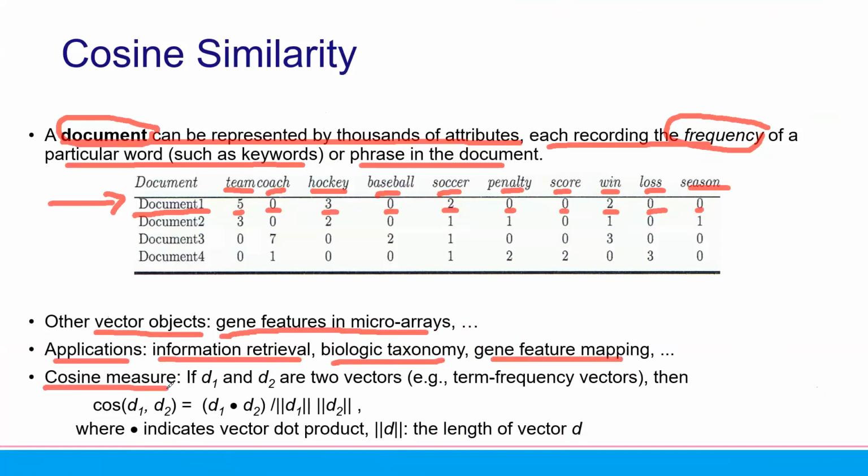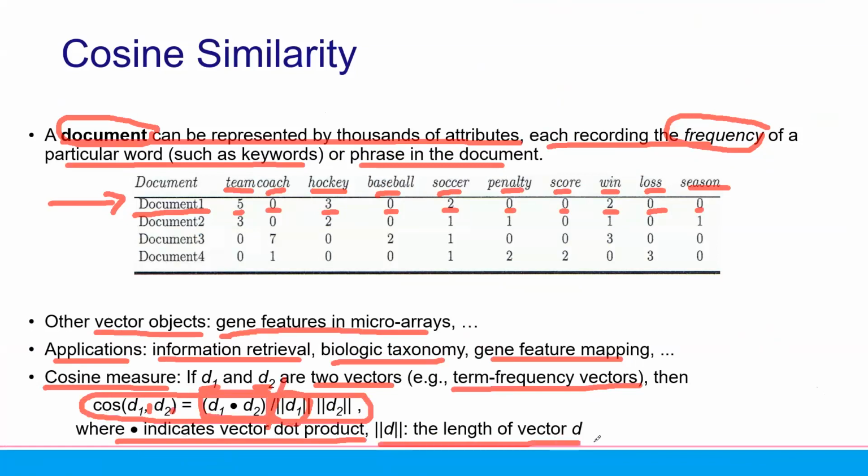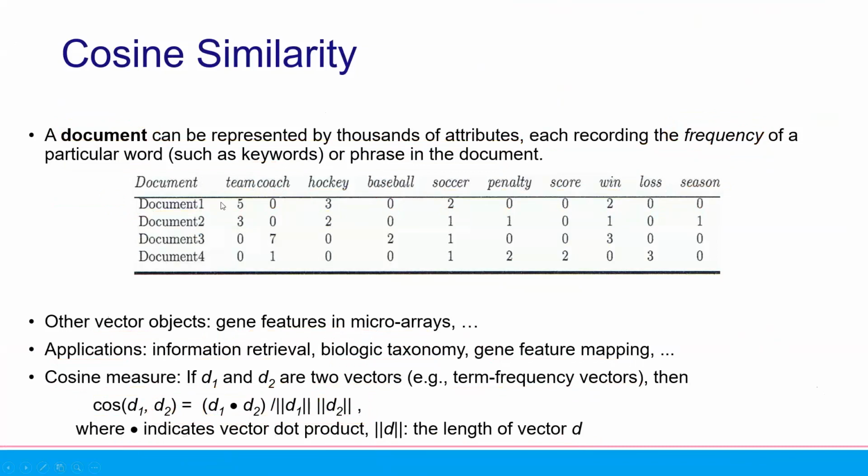So the cosine measure means we have 2 documents, D1 and D2, and they are in 2 vectors. We have term frequency vectors. So the formula is like this one. Cosine of D1 and D2 equals D1 multiplied by D2, or the vector dot product, divided by the length of D1 multiplied by the length of D2. Let's see the example.